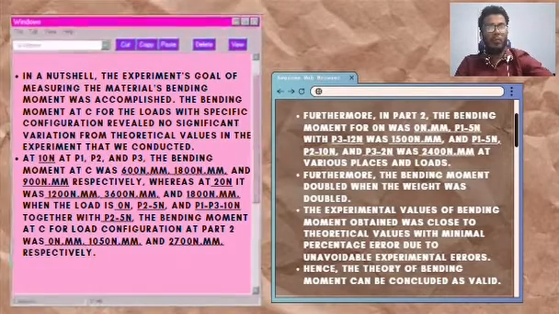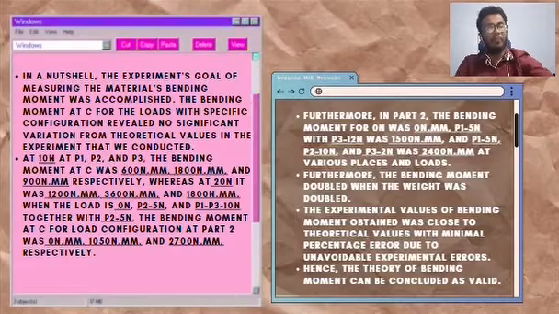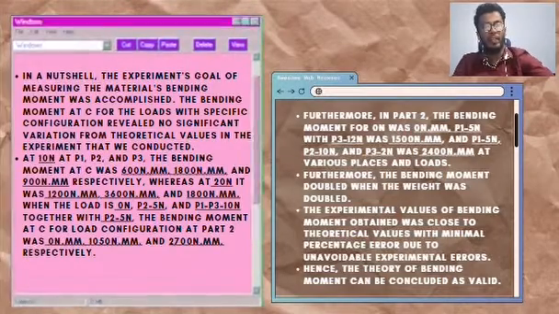Furthermore, the bending moment doubled when the weight was doubled. The experimental values of bending moment obtained were so close to the theoretical values, with minimal percentage error due to the unavoidable experimental errors. Hence, the theory of bending moment can be concluded as valid and accepted.